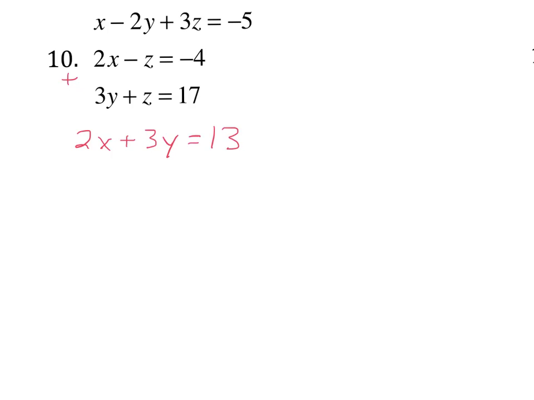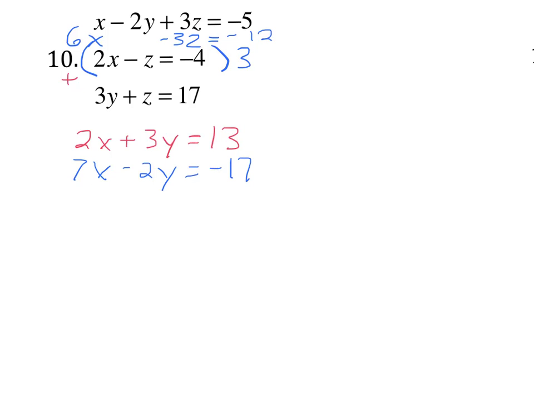And now, since I eliminated z the first time, I have to eliminate z again. So I am going to multiply the second equation by 3, which will give me 6x minus 3z equals a negative 12. And combining those equations together will give me 7x minus 2y equals negative 17.